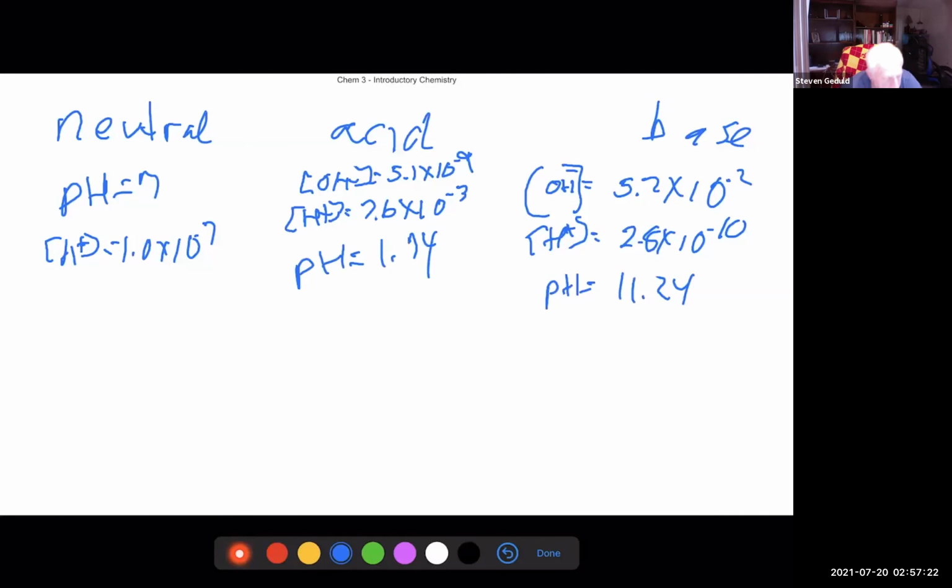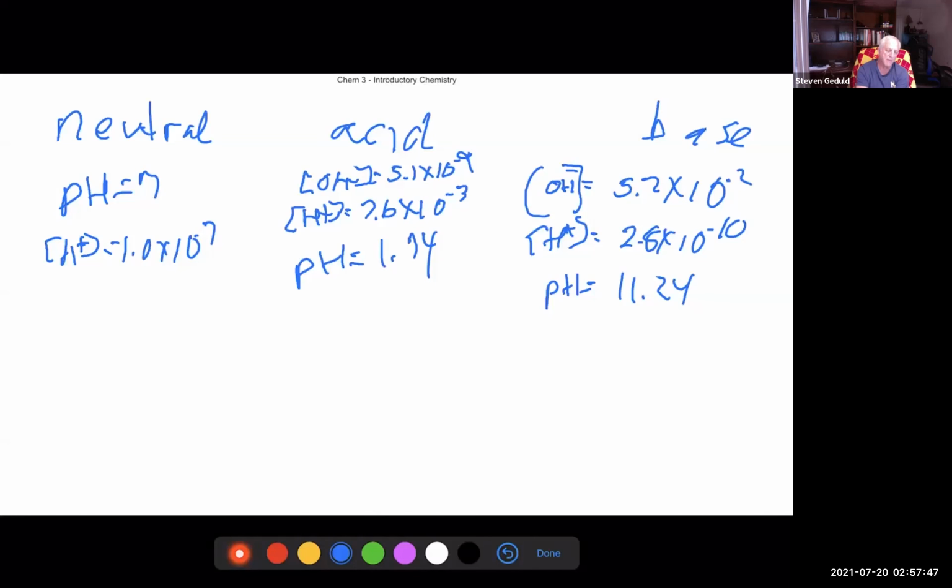All right, so you look at all these numbers. The pH are easy. If a pH is 7, it's neutral. If it's less than 7, it's an acid. Greater than 7, it's a base. Now the problem comes with the concentrations. Remember, 10 to the negative 7 is your midpoint. So an H concentration or an OH concentration of 1 times 10 to the negative 7 is neutral.